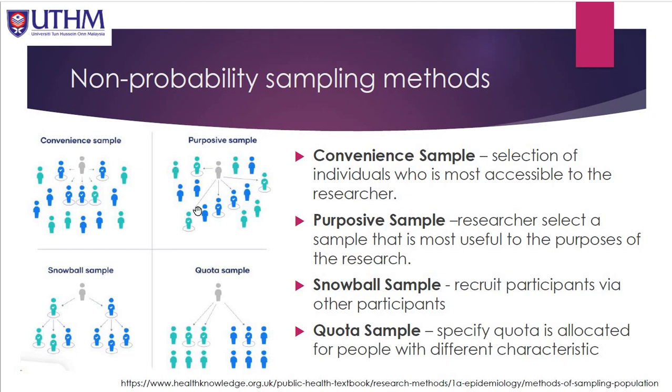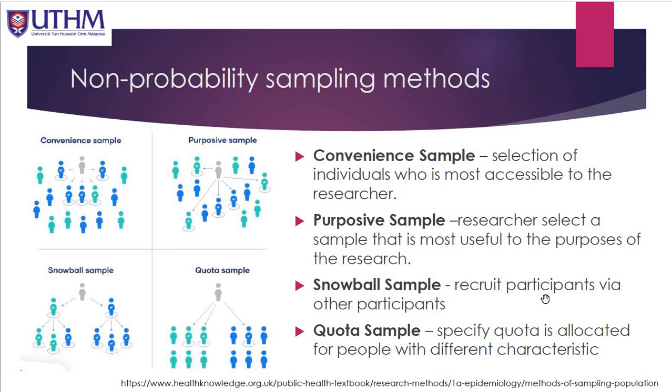Non-probability sampling methods. The convenience sample is a selection of individuals who are most accessible to the researcher. It means I can easily approach whoever is nearby, like him or her. So it's a convenience sample. They don't pick, okay, what is my target? No, they just go by convenience. Purposive sample means that the researchers select a sample that is the most useful to the purpose of the research. Then they choose the most related, the targeted people.